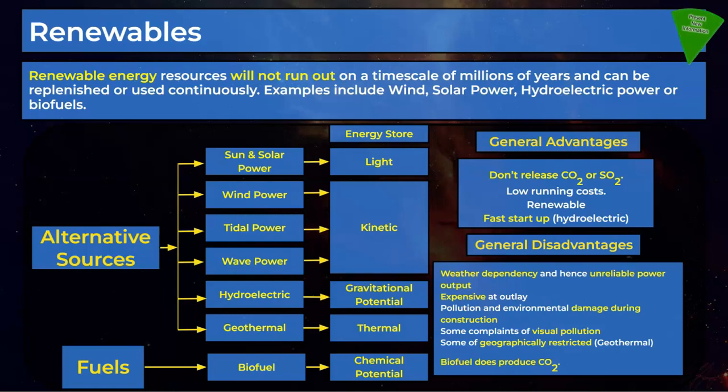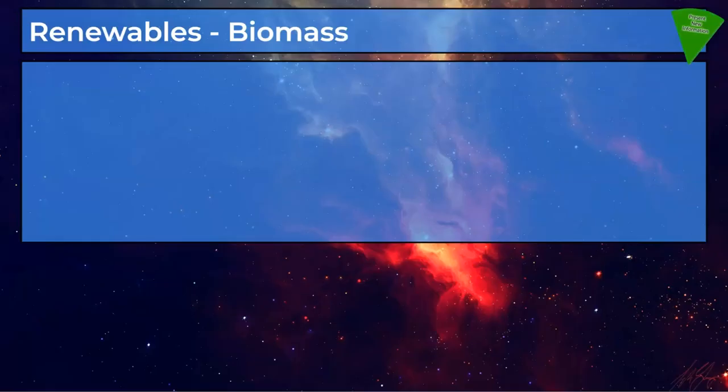The disadvantages, however, are the fact that they're very often expensive when we initially set them up, and some of them are unreliable in terms of their energy output, particularly when they're reliant on weather. So, for example, solar power only works when there is a lot of sunshine, and wind only works when there is a reasonable and consistent sort of breeze. There is pollution and environmental damage caused during their construction, and some people will complain of noise and visual pollution. Some of them are limited by geography, so for example you cannot put a geothermal power station anywhere, and biofuels, as we said, are still a fuel, so they will still produce CO2.